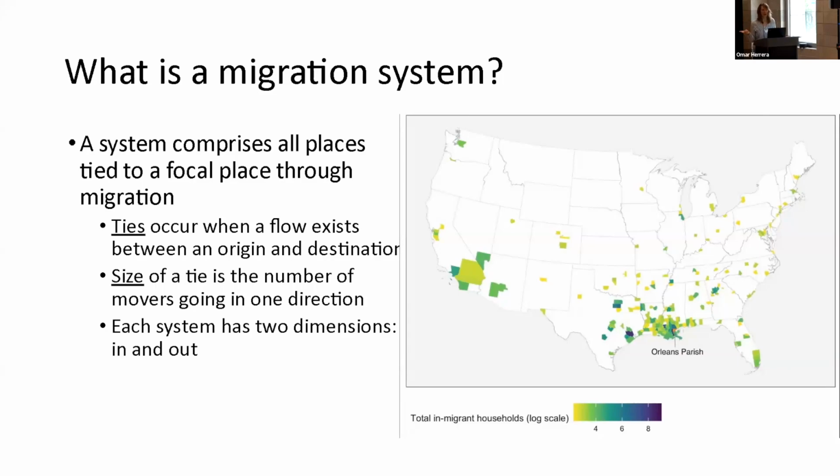So there are two elements of a migration system: the ties, which is any linkage between two counties, and then the size of that tie, which is the number of migrants that flow along that tie. And then each of these, a system has two dimensions, which is the in-migration system and the out-migration system. The map you see there is a map of the in-migration system for Orleans Parish in Louisiana in the year after Hurricane Katrina. So all of the counties that you see are counties that were sending migrants to Orleans Parish, and the color of the county reflects the size of that flow.